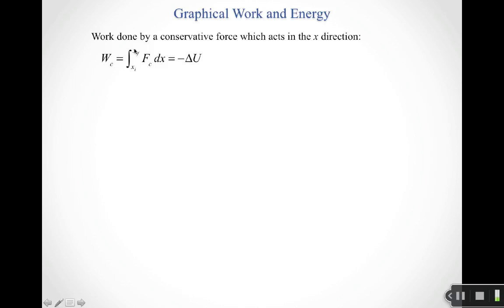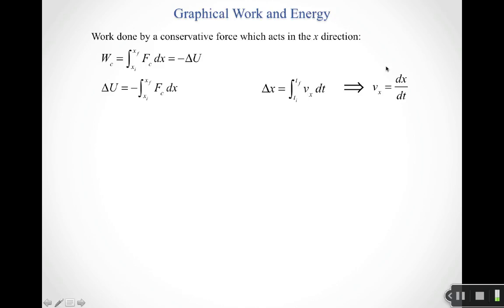Now, we did talk about the work done by a particular kind of force. So we talked about the work done by a conservative force and said, okay, that's just going to be the integral of the conservative force times dx as you go from some initial position to some final position. And we said this is equal to the negative change in potential energy. So basically we can take this equation and notice that it has effectively the same form that we've been talking about. The only difference is that there's this minus sign.